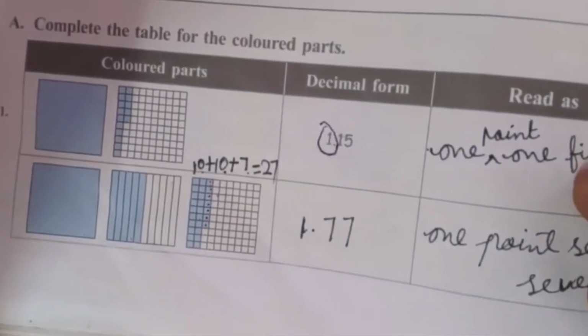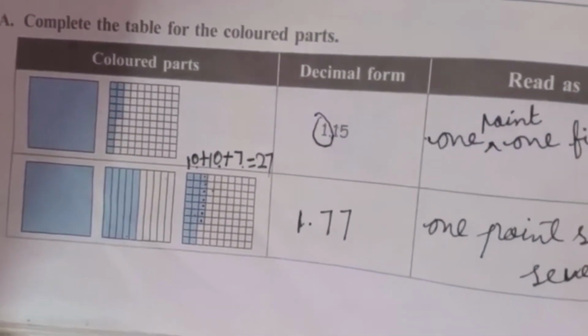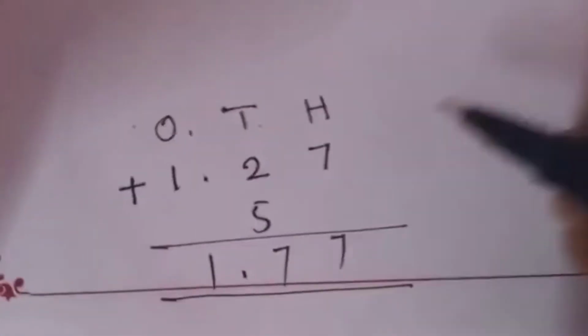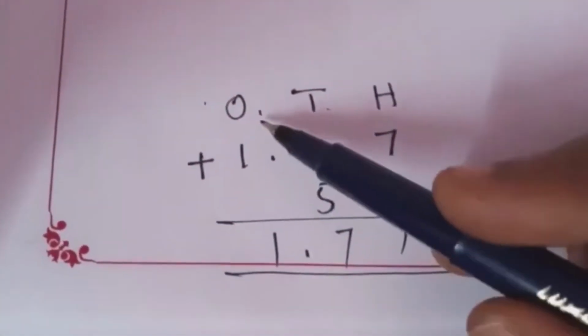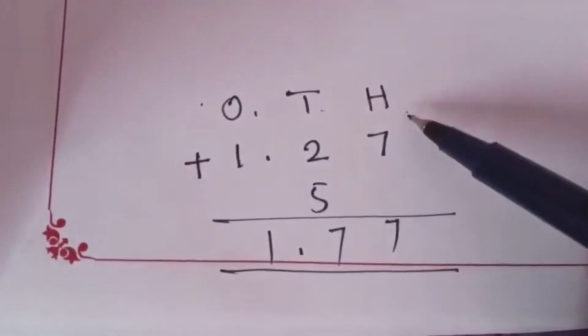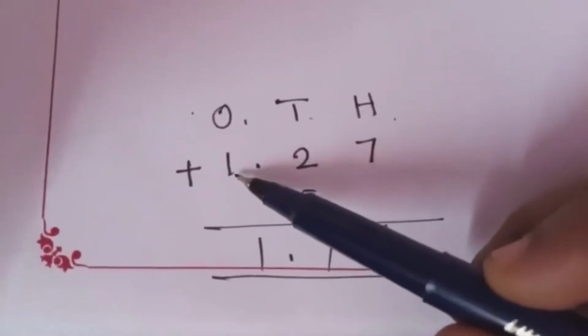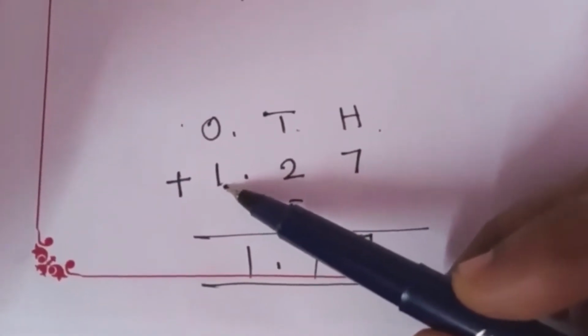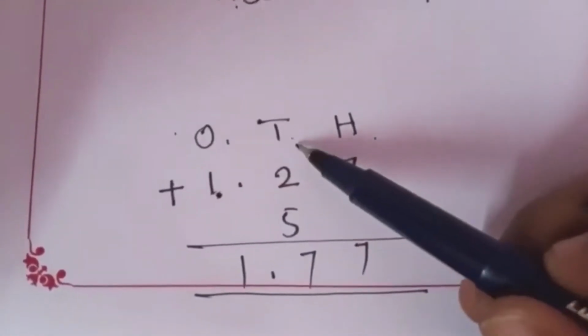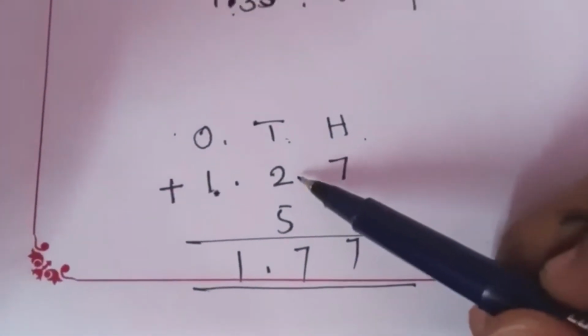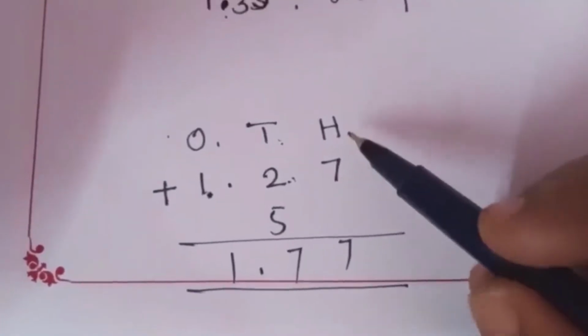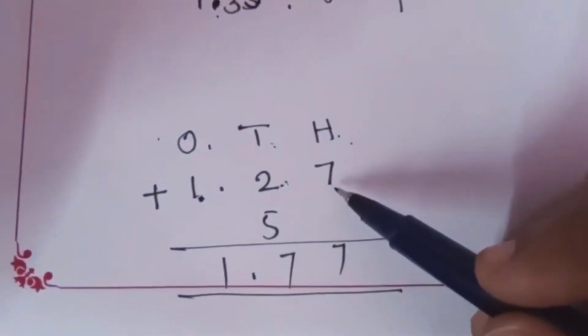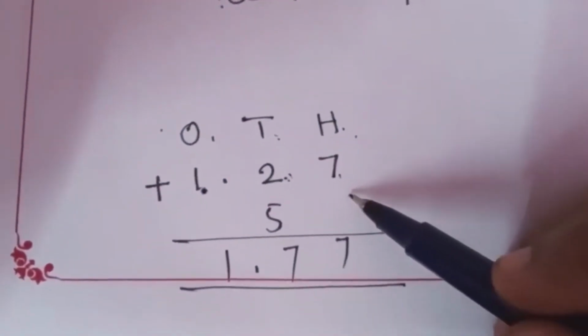Now look at my note. In this I need to explain to you. We have ones, tenths, hundredths, right? In ones, the whole boxes come under the ones column. In the tens column, you write 2, and then in the hundredths, 7. So 27 boxes are colored.